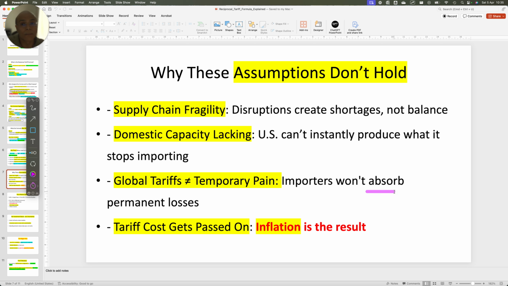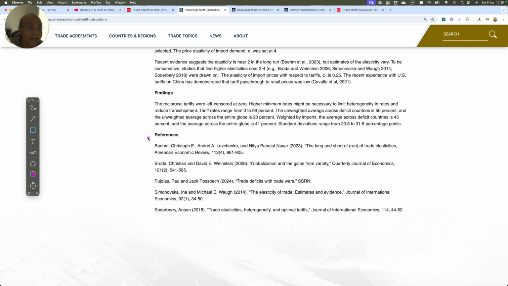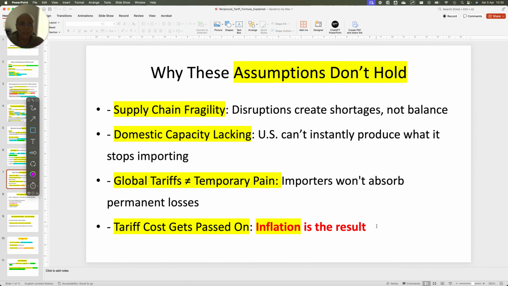Importers won't absorb permanent loss, because at the time when this formula was used, when it was the study which was quoted, if you look here, there are some references quoted, and mainly one of them was China. When the China reference was quoted at that time, there was some temporary absorption from the point of view of cost absorption, because the importers felt it was a temporary activity, not a permanent one. So they were absorbing the losses. So 0.25 is on the basis that it is temporary, it is not permanent.